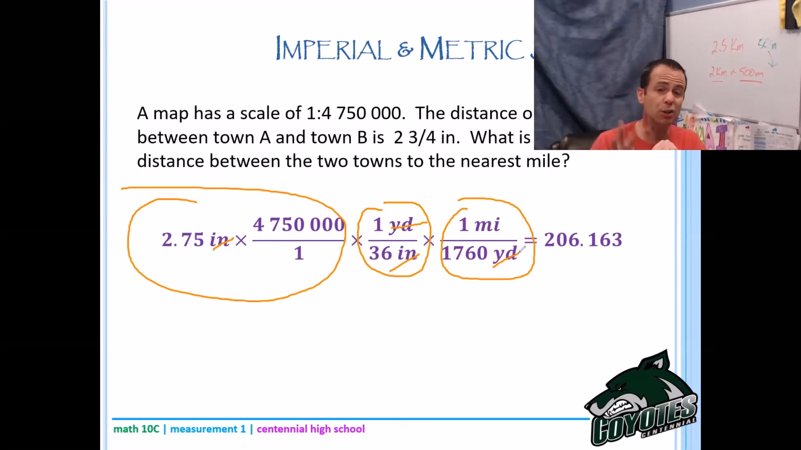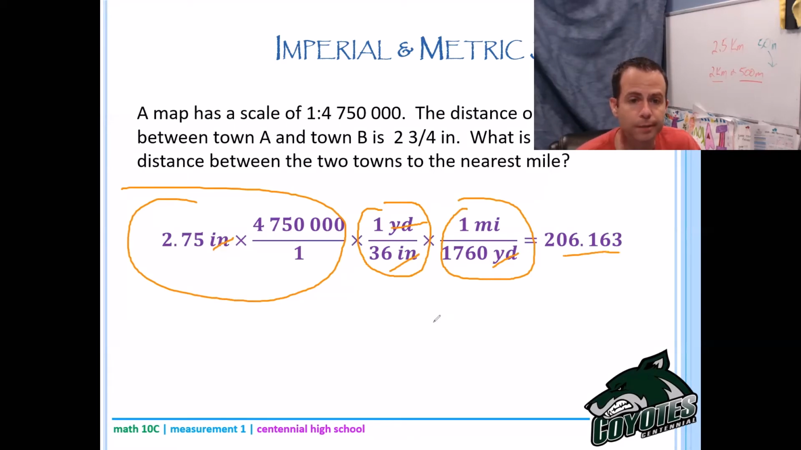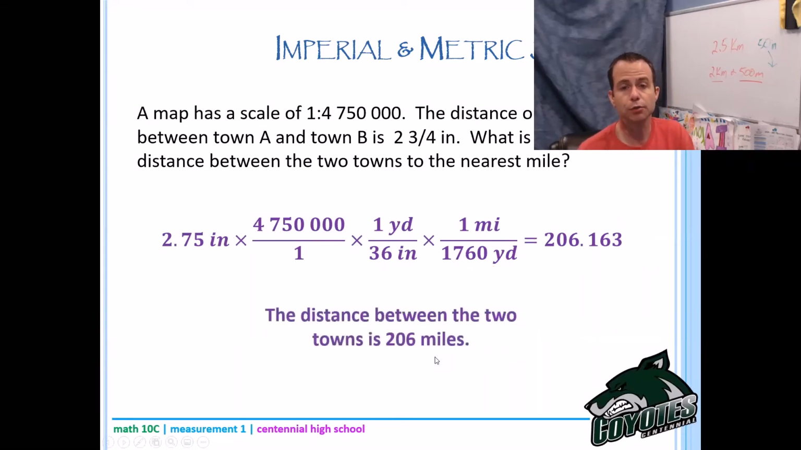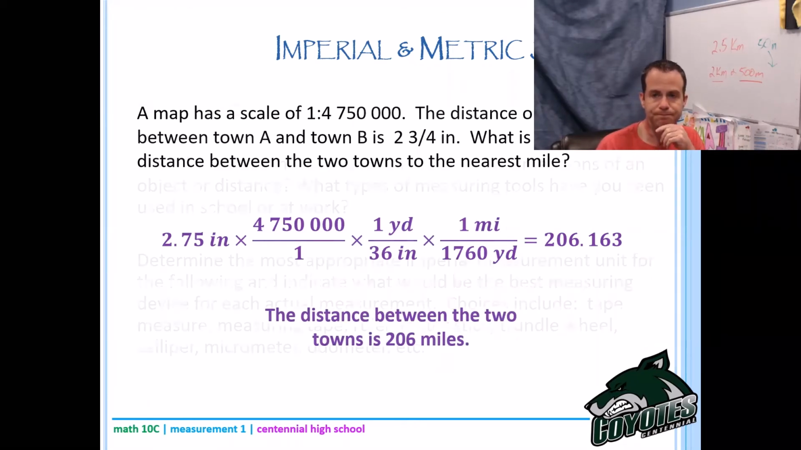So how you would actually put this in your calculator is 2.75 times 4,750,000, divide by 36, divide by 1760, and that should give you this 206.163. And then the question says round to the nearest mile, so your conclusion would be the distance between the two towns is 206 miles, okay?